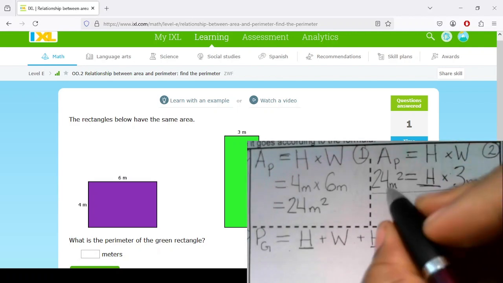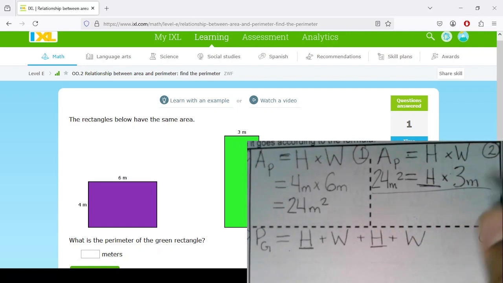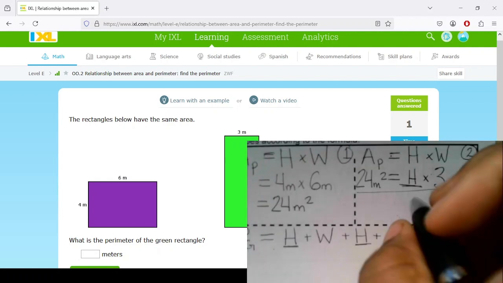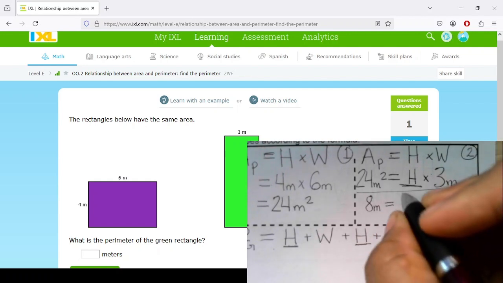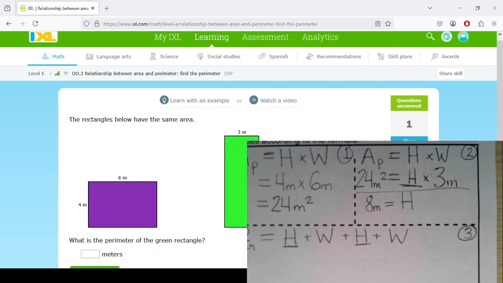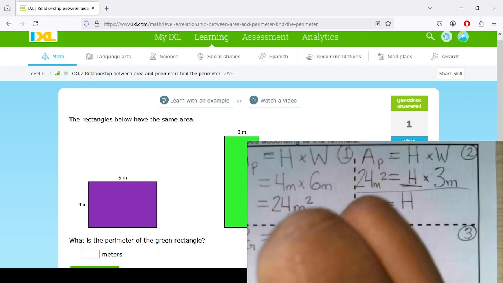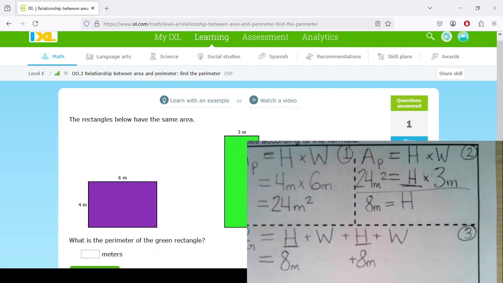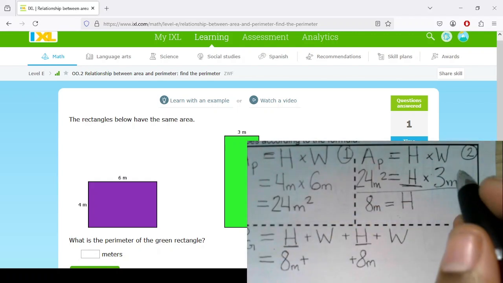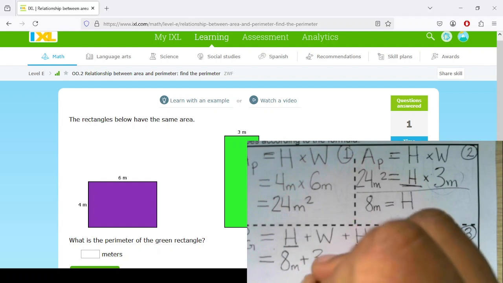So this tells me 24 is equal to what times 3? So 3 times what equals 24? 3 times 8. So 8 meters is equal to the height dimension of that purple rectangle. So now I can come and find the perimeter of the green rectangle. I know the height. I found out that the height is 8 meters. So plus 8 meters. I'm going to copy 8 in where it goes underneath the height. And I know that the width is 3 meters.